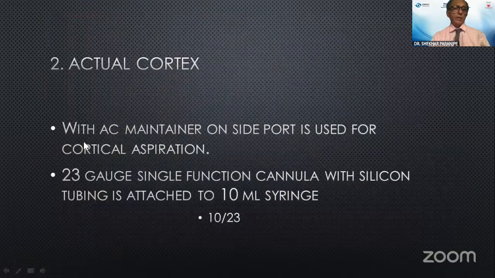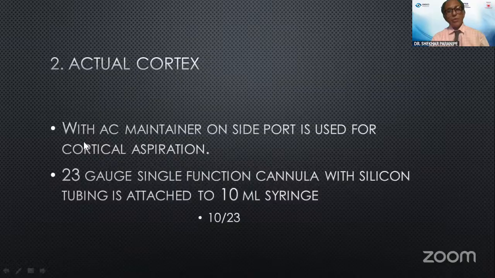Once the epinucleus is out, the actual cortex is to be managed. With the AC maintainer on, only the side port is used for cortical aspiration. I use a 23 gauge single function cannula with silicone tubing attached to it, with a 10 ml disposable syringe.